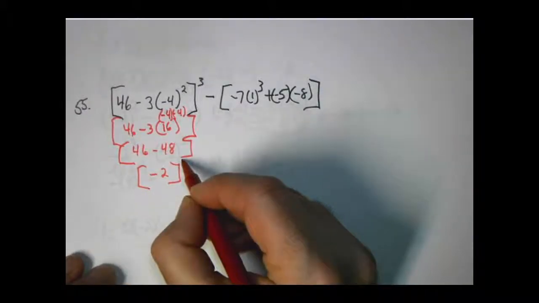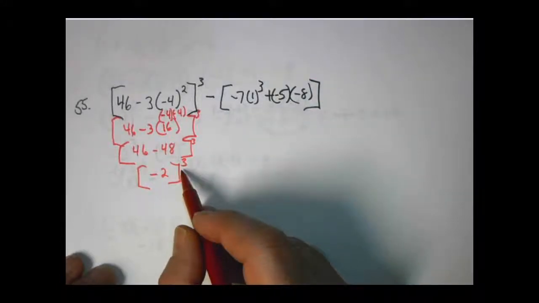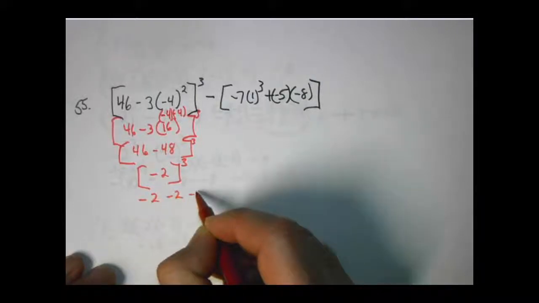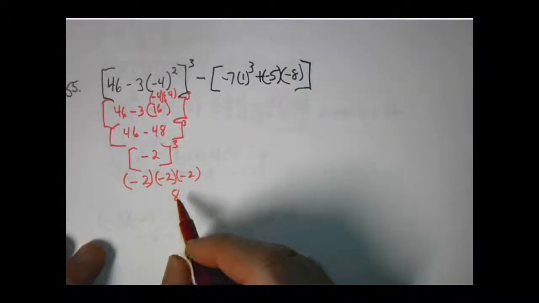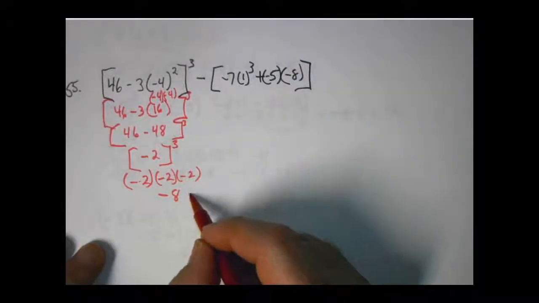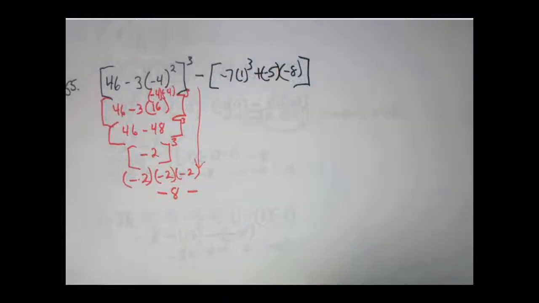And I still have this cubed out there. Haven't done anything with that. So now I need to fix the cube. So I have minus 2, minus 2, minus 2. 2 times 2 is 4, times 2 is 8, and it's going to be negative because I have 3 signs. Okay, this sign drops down, so I've taken care of this sign because that's where that goes. Now I need to deal with this bracket.